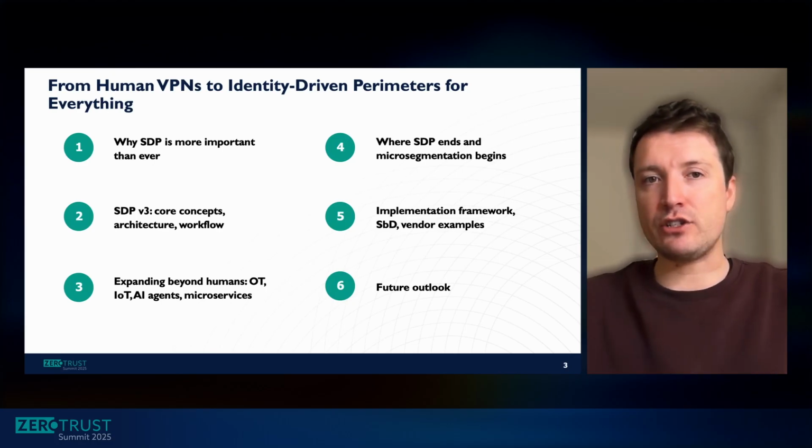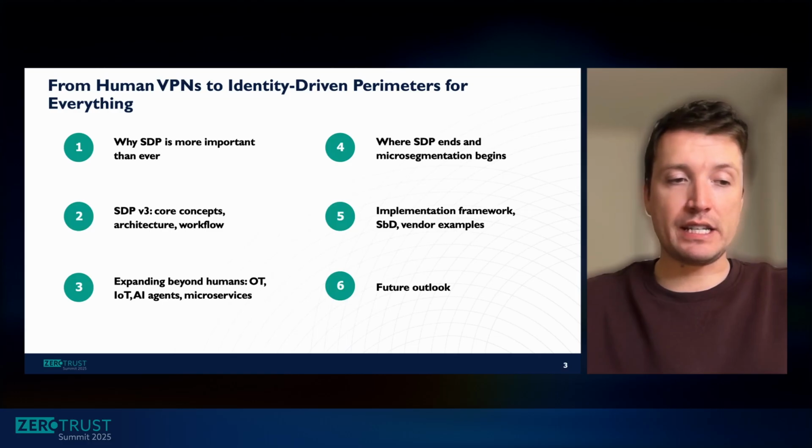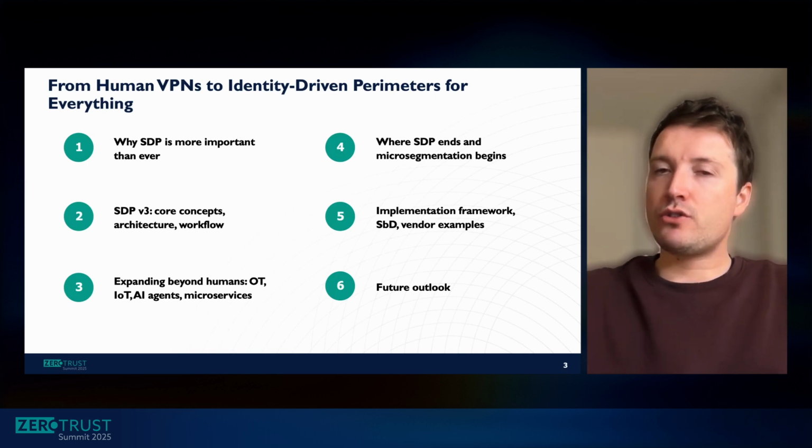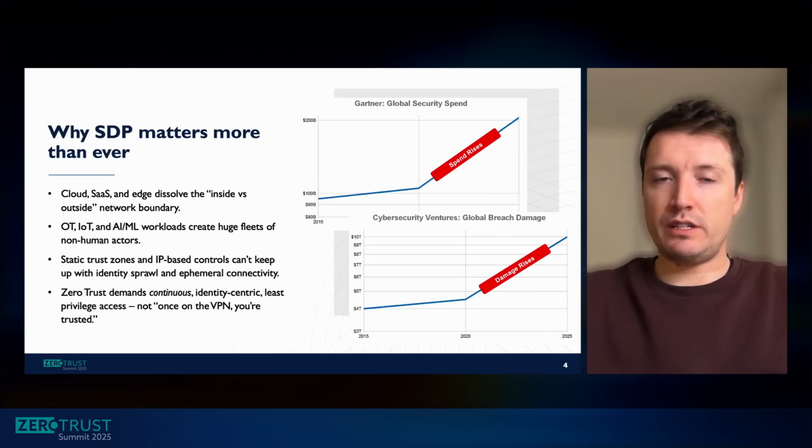This is all tied into the update that we are writing at the moment. It's currently in a peer review, getting lots of great feedback, which is helping us to create a better iteration of V3. So why is SDP, software-defined perimeters, more important than ever?